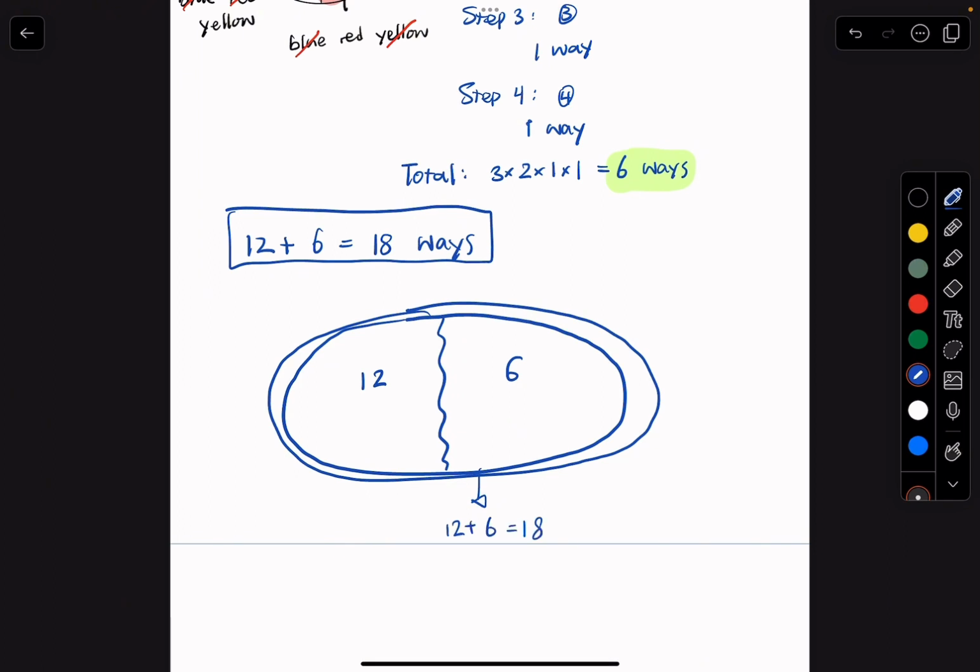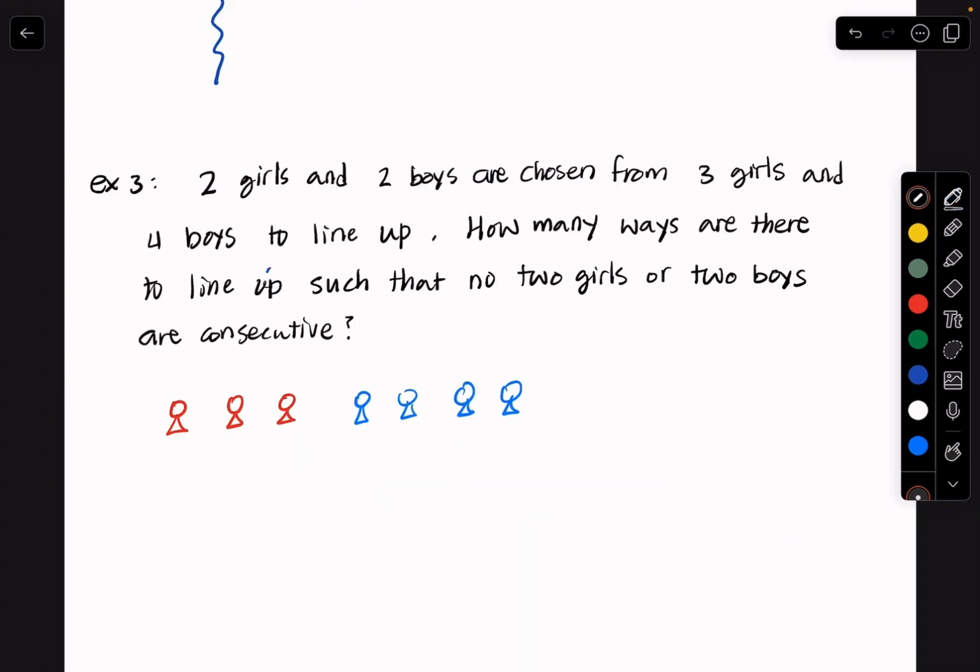Okay, so here comes our last example of today. In this question, I'm choosing 2 girls and 2 boys from 3 girls and 4 boys to make a line. So you can see in this picture, I use red to represent girls and blue to represent boys. The question is asking us how many ways are there to line up such that no 2 girls or 2 boys are consecutive. We can see there is a lot of information in this question.